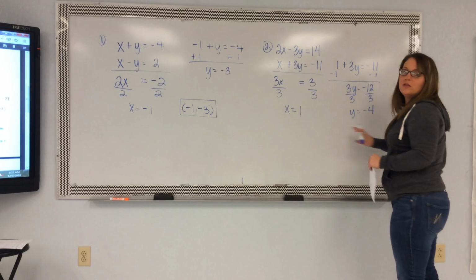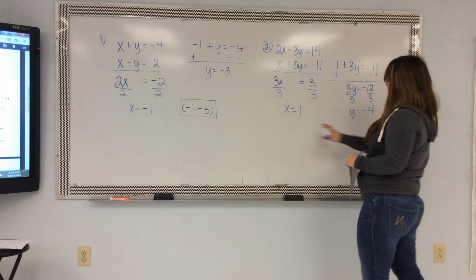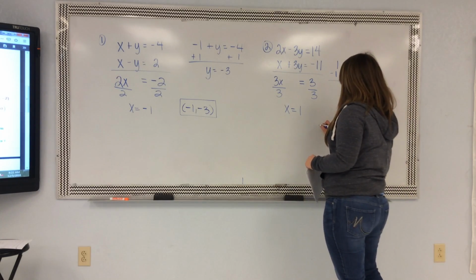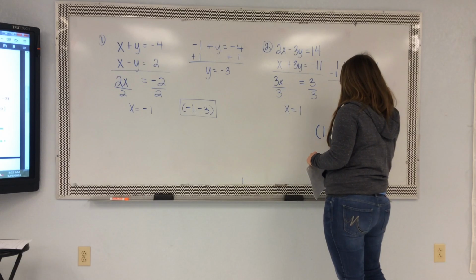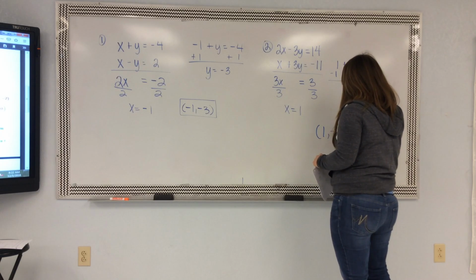And so when I combine those two together to make my ordered pair, x and then y, my answer for number 2 is 1, -4.